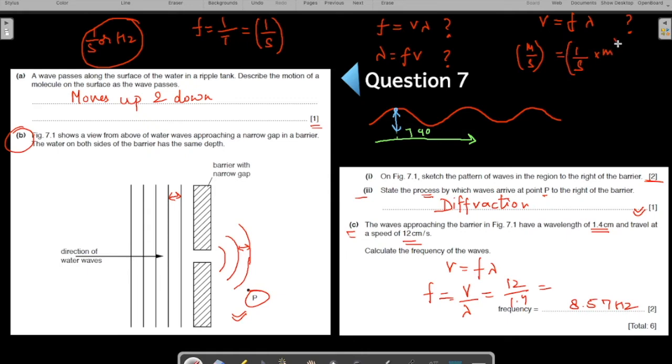Are the units on the left hand side and right hand side same? Yes, they are same. So this is the correct equation for V is equal to F lambda, which is the wave equation. And the other units, if you write down their units on both the sides, you'll see that the left hand side will not be equal to the right hand side. The units will not be equal.